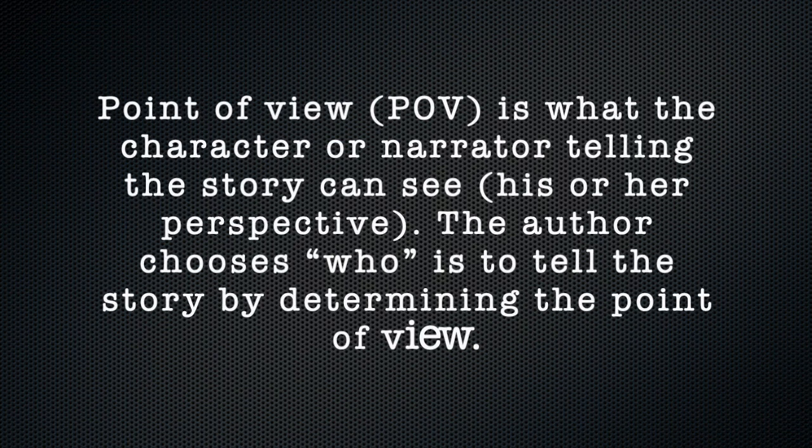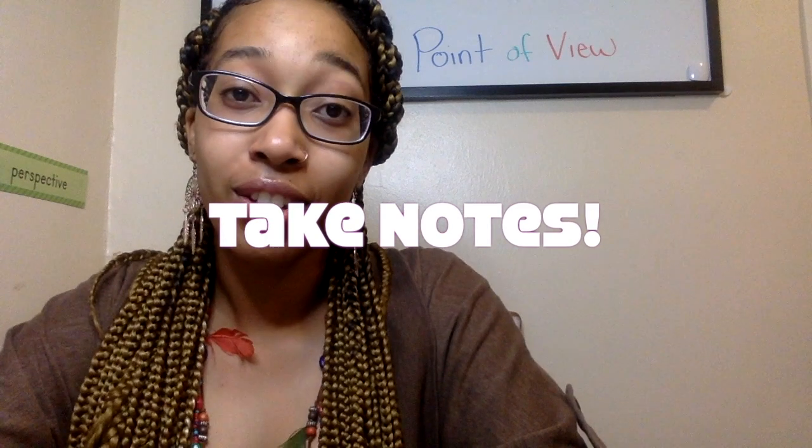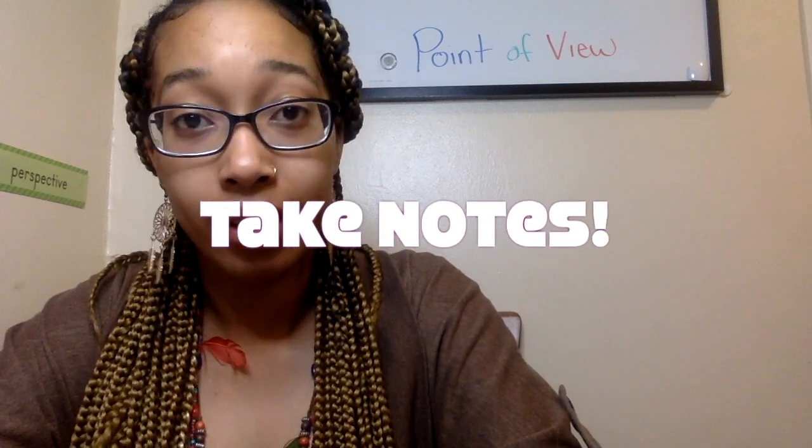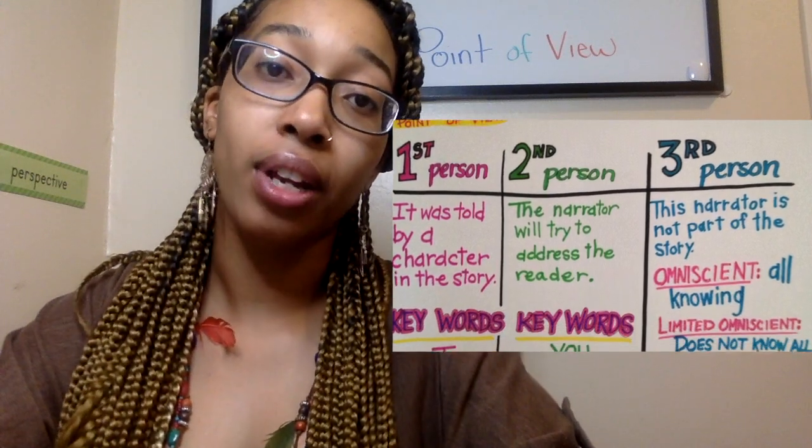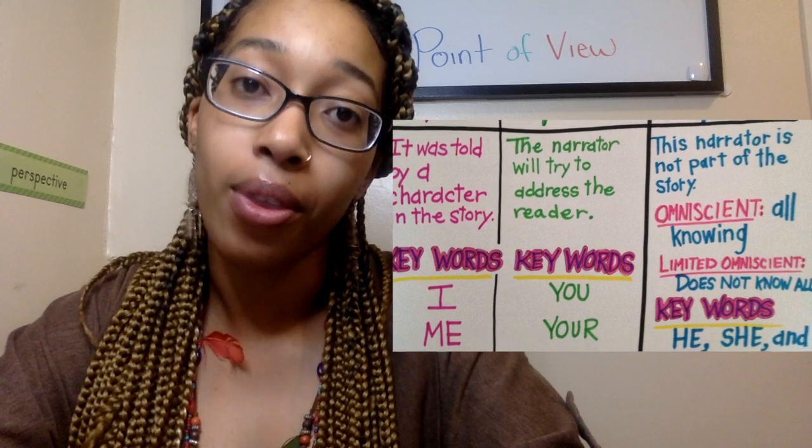According to literaryterms.net, point of view is what the character or narrator telling the story can see, his or her perspective. The author chooses who is to tell the story by determining the point of view. When I refer to perspective in the definition of point of view, I'm simply saying the way you are viewing something. So this anchor chart explains who is telling the story based off of the point of view. Point of view can be told in either first, second, or third person.